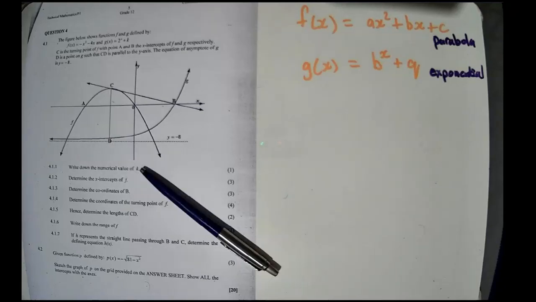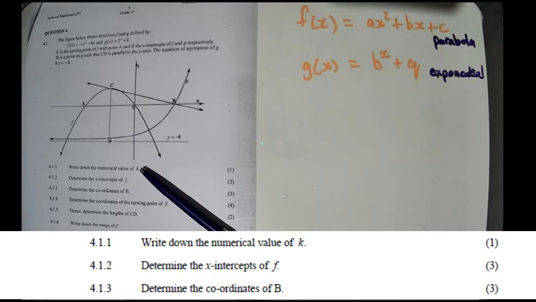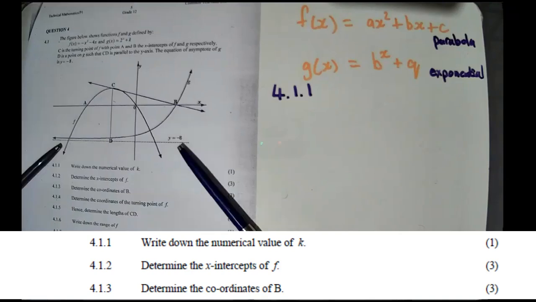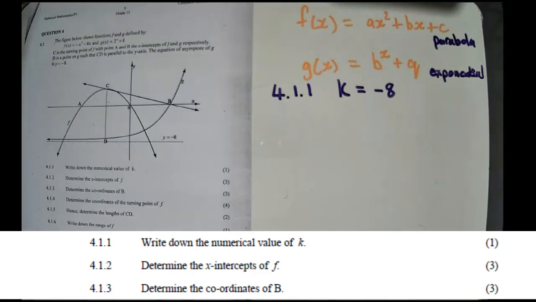Right, so coming down to 4.1.1, we're going to start the first question. Write down the numerical value of k. So where would you get this value of k? So remember that the q value is the shift, and here they are giving you plus k. So practically they want the q value, right? So looking at the graph, can you get that value for me? Yes. Right, it is the asymptote. So k is equal to -8.